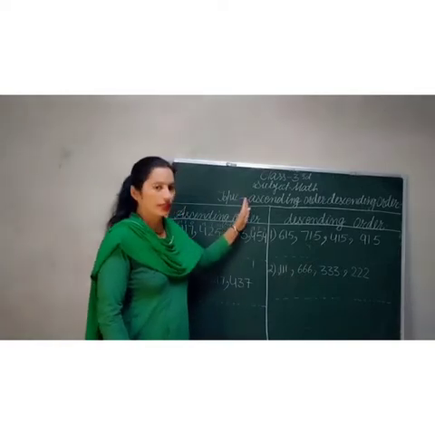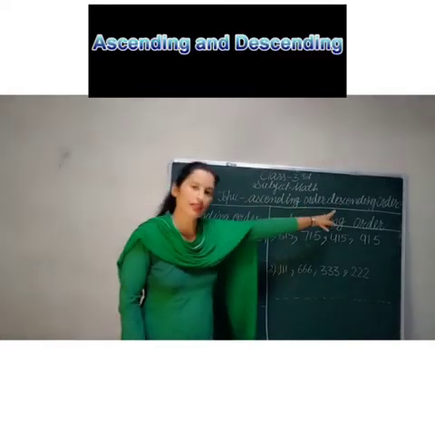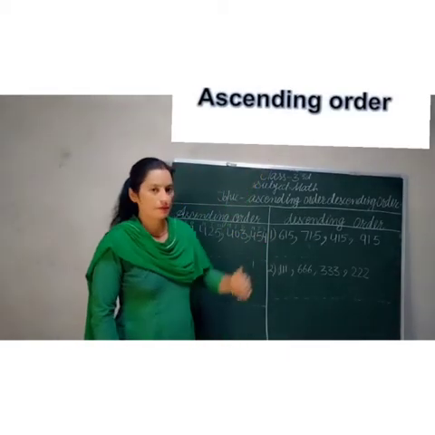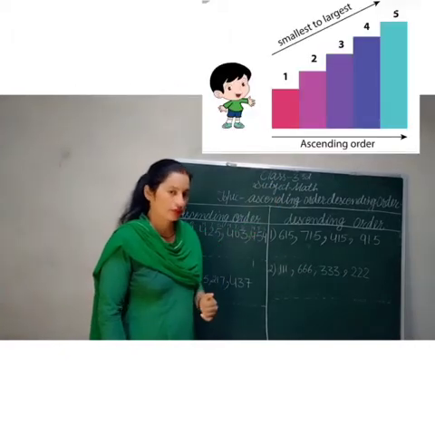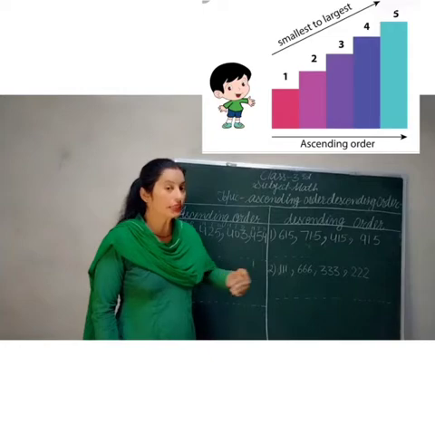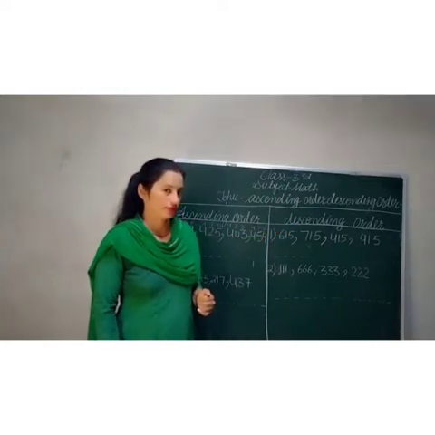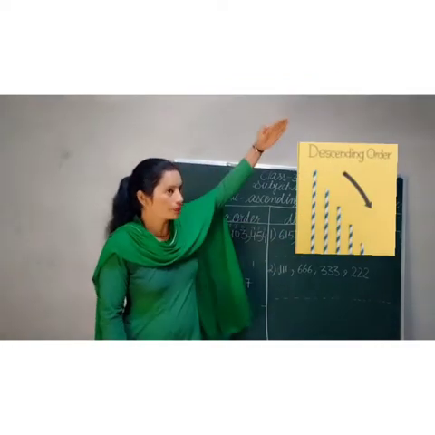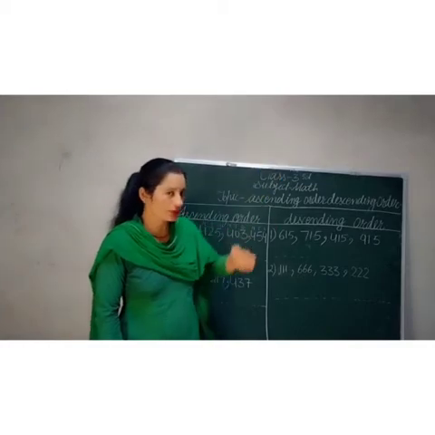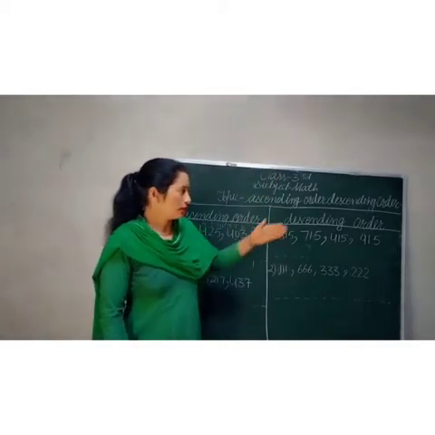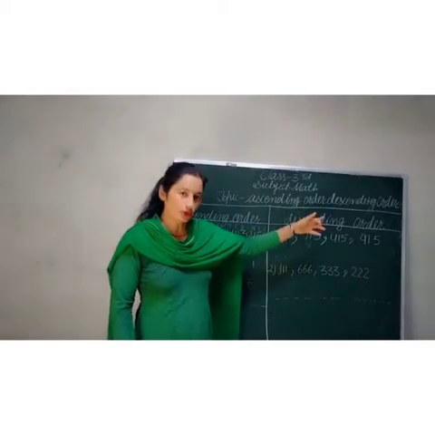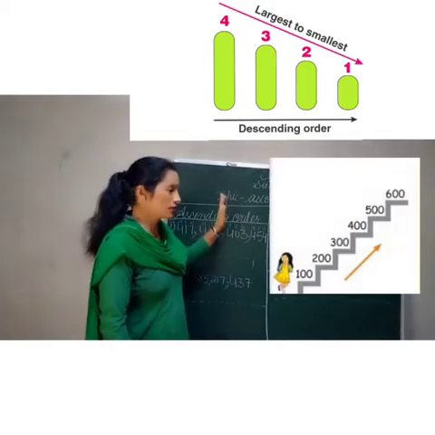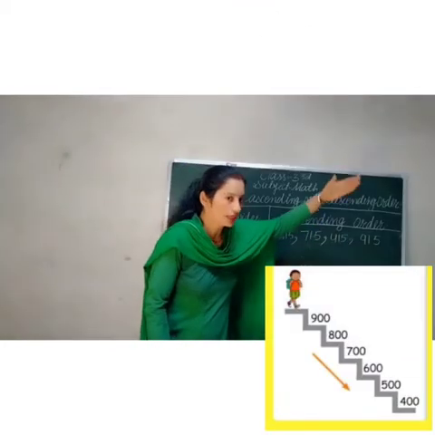Now students, our next topic is ascending order and descending order. Ascending order means down to up, means forward counting. We also know it as increasing order. Then descending order. Descending order means up to down, means we follow backward counting. We also know this as decreasing order. Ascending means increasing order, descending means decreasing order.